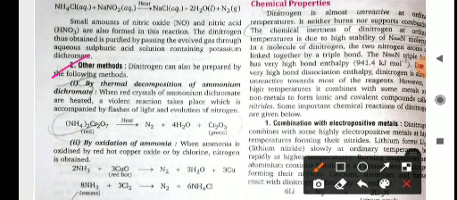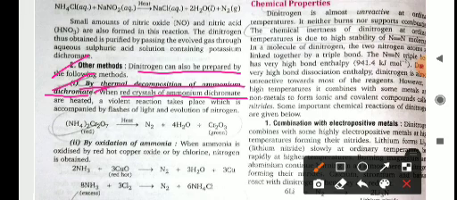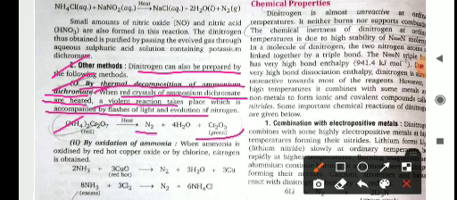Other methods of preparation of dinitrogen are: number one, by thermal decomposition of ammonium dichromate. So when red crystals of ammonium dichromate are heated, a violent reaction takes place, which is accompanied by flashes of light and evolution of nitrogen gas. So that is ammonium dichromate (NH4)2Cr2O7, after heating gives nitrogen gas and green colored chromium oxide.